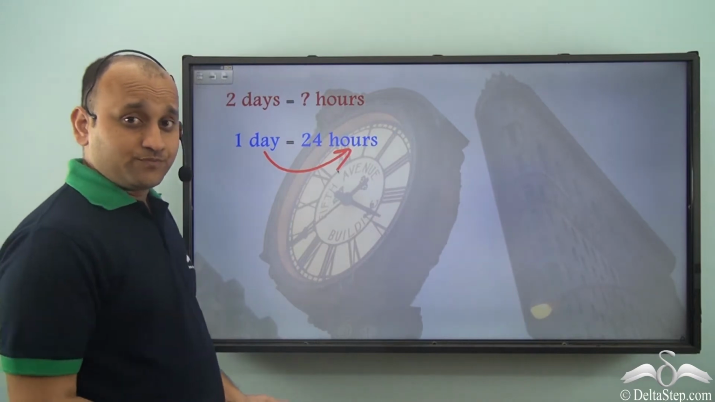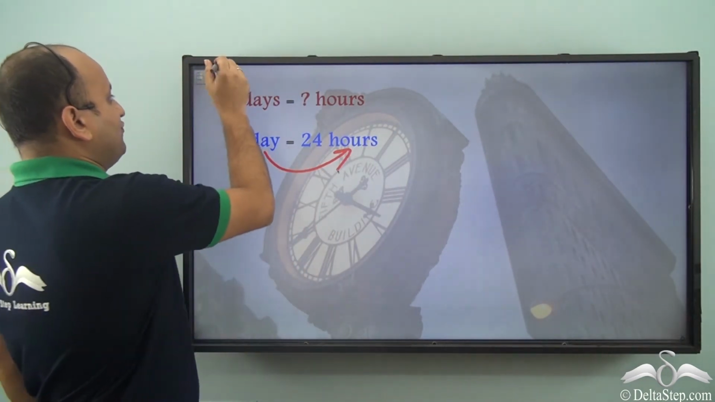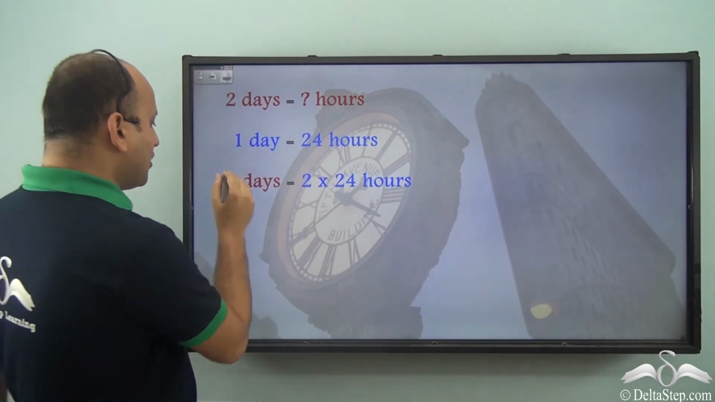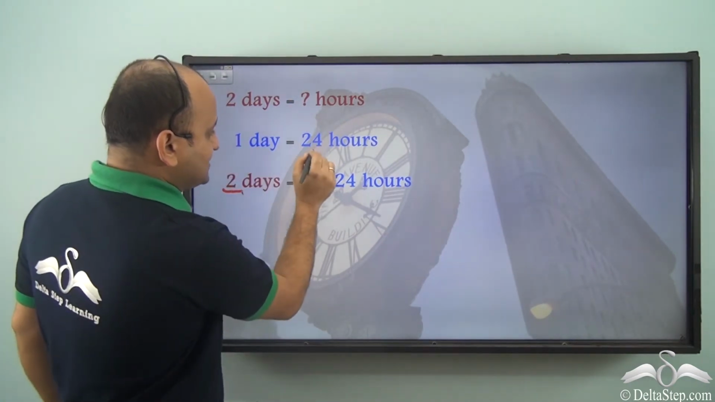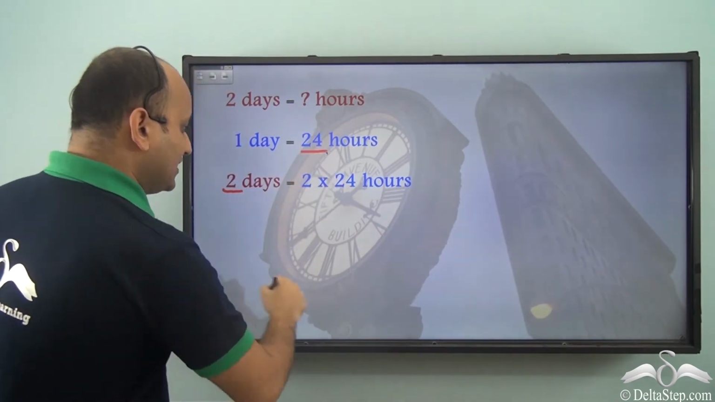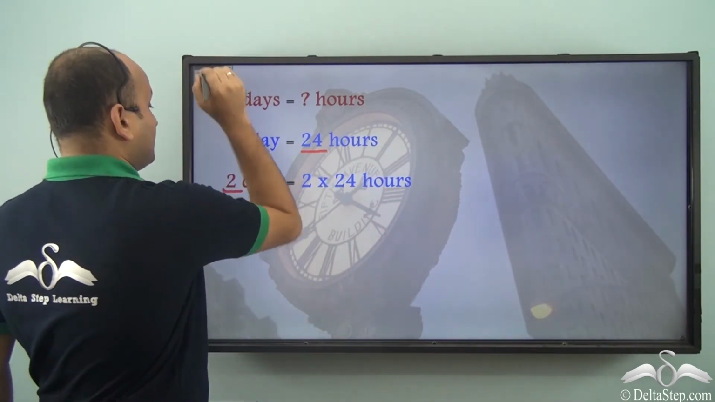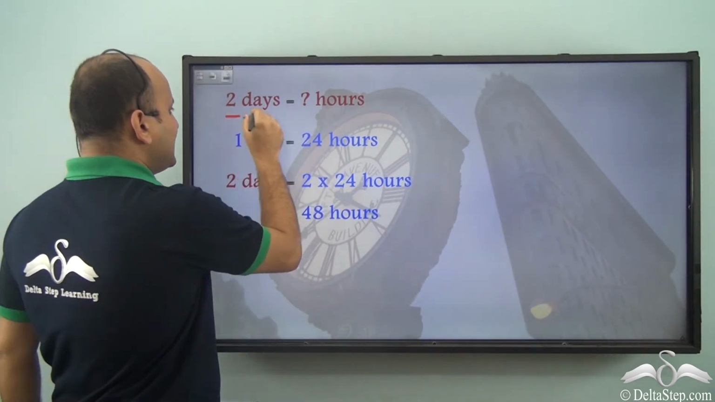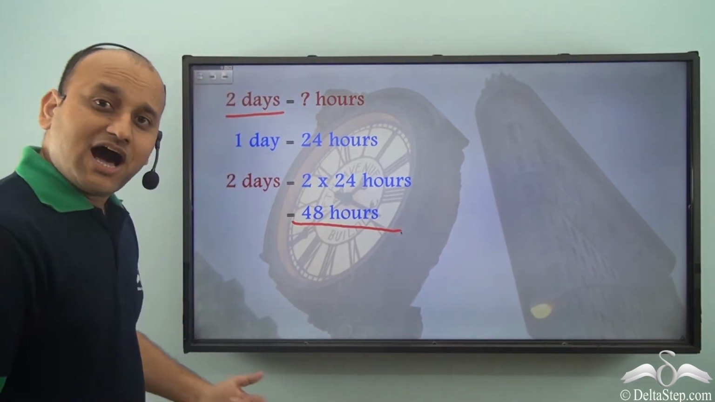So what would you do? Well, we will have to multiply. Now we have to calculate 2 days. So we are talking about 2 into the conversion, that is 1 day is equal to 24 hours. So it's 2 into 24 hours, which is 48 hours. So 2 days is equal to 48 hours.